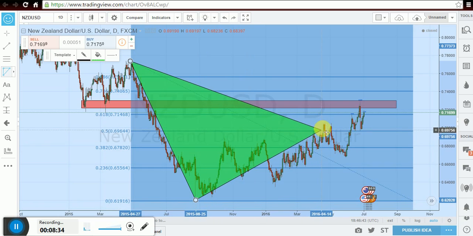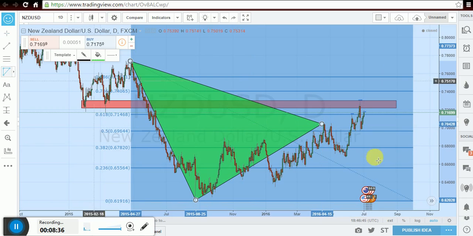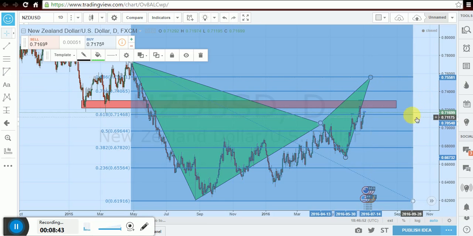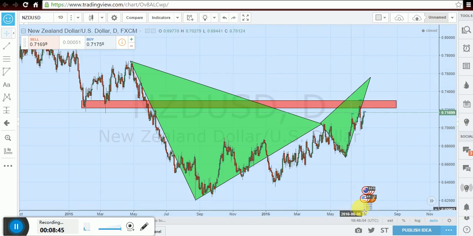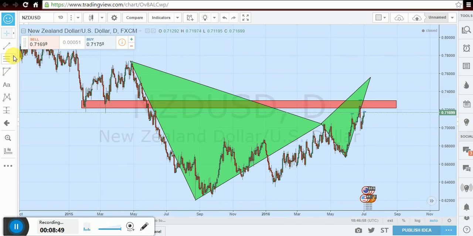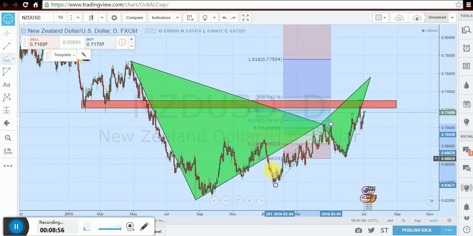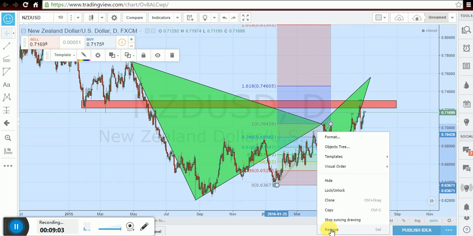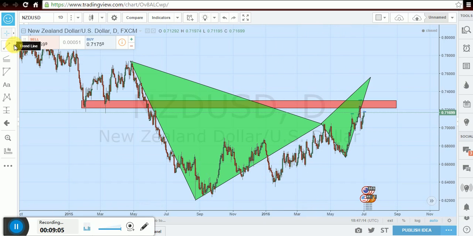So we can see that 50% retracement. Our bearish Bat pattern is going to complete a little bit higher. Actually, let me see if we do have some sort of Fibonacci confluence where that Bat pattern completes. No, the 1 sigma comes in a little bit lower. Yeah, so that's it.